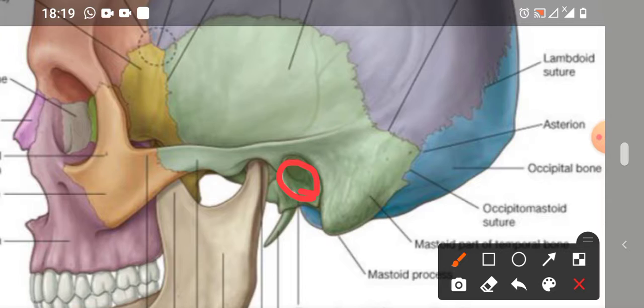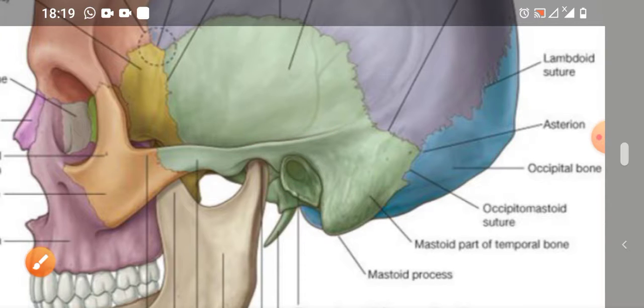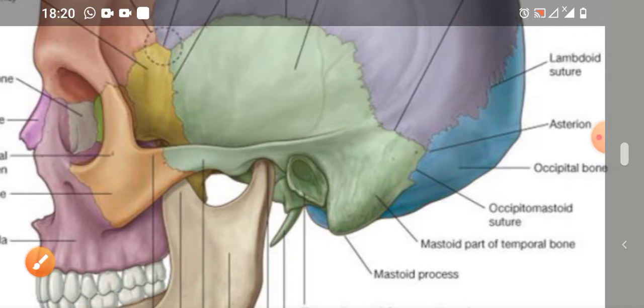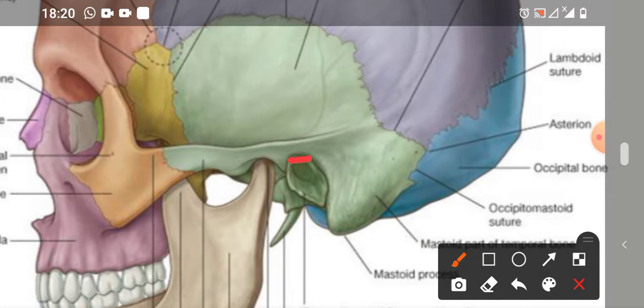It opens just below the posterior part of the posterior root of the zygoma. This is the posterior root of the zygoma, and it opens just behind it. Let me clear it, and now I will tell you about the anterior part, the inferior part, the posterior part, and the lower part of the posterior part.